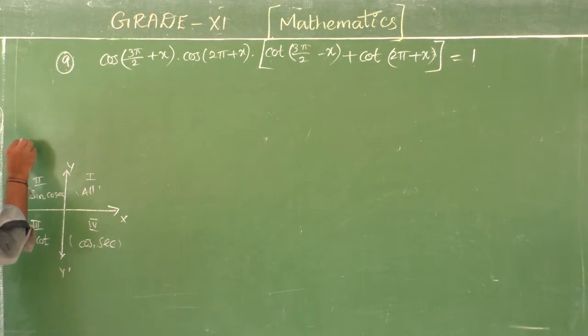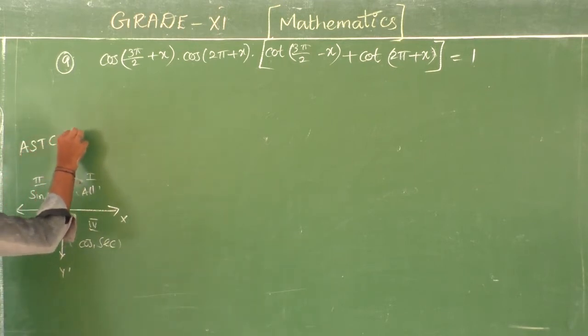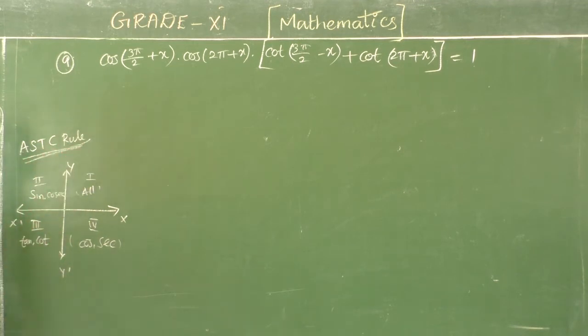So based on this, the short form is the ASTC rule. What is the name of the rule? The ASTC rule. So this, All Silver Teacups, is the shortcut form. Okay, this is a simple shortcut form. Based on this, A means all six trigonometric ratios are positive in the first quadrant. And S for Silver, that is sine and cosecant only are positive. So based on that also.